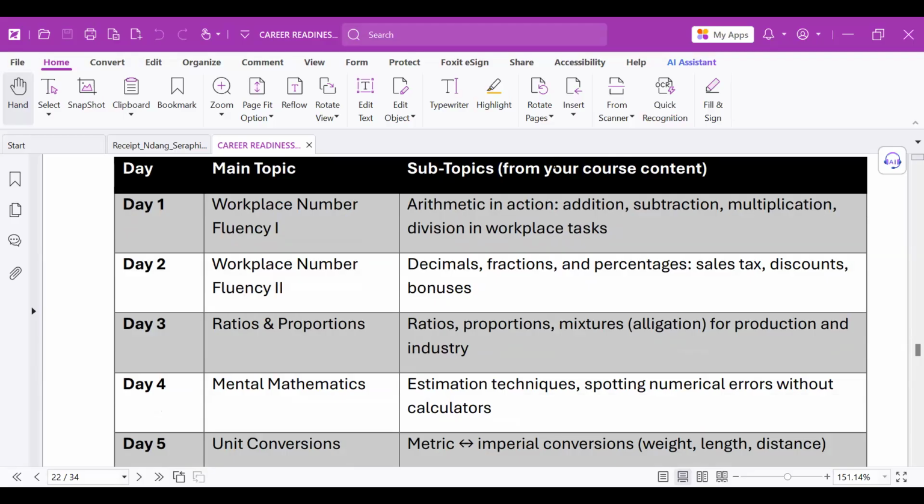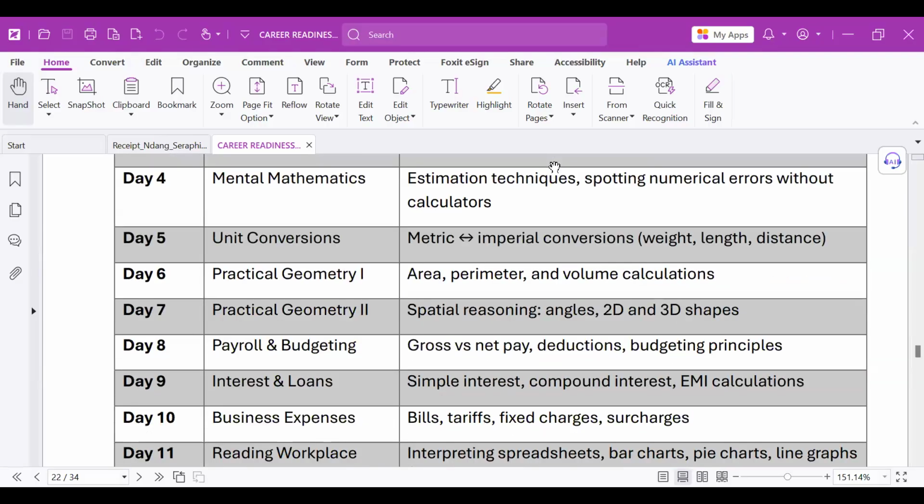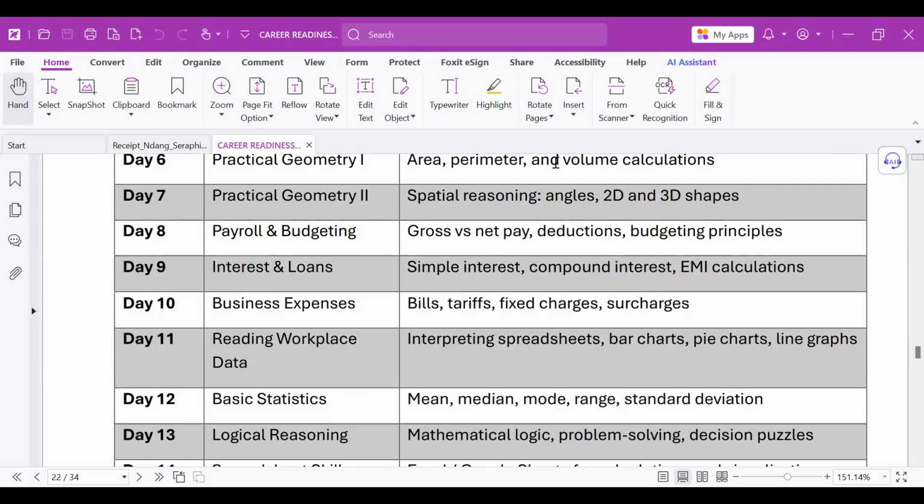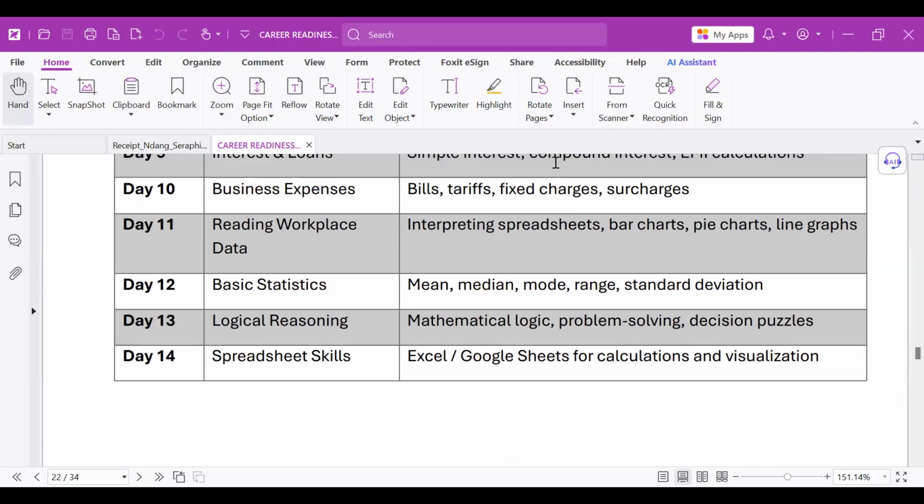Addition, subtraction in the workplace. In the two workplace number fluency tomorrow at 6 p.m. We'll do decimals, fractions, percentages, and things like that. Day 3, we'll look at ratios and proportions. Day 4, we'll focus on mental mathematics. Day 5, we'll do unit conversions. We'll do geometry, payroll and budgeting. We'll do interest and loans, business expenses, how to read workplace data. We'll do basic statistics. These are some of the things we are going to cover.